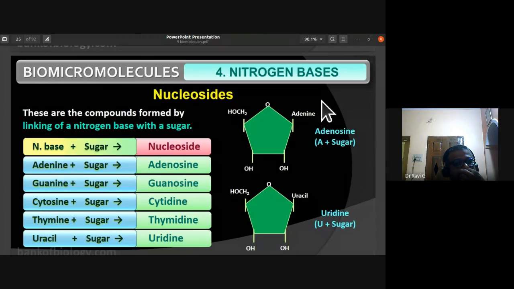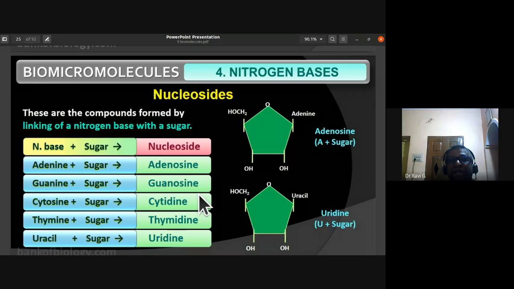Then nitrogen bases, with sugar, are going to form nucleosides. So what are nucleosides? These are the compounds formed by linking of a nitrogen base with a sugar. We call it a nucleoside. So nitrogen base plus sugar is nucleoside. Adenine plus sugar, we call it adenosine. Guanine plus sugar, we call it guanosine.